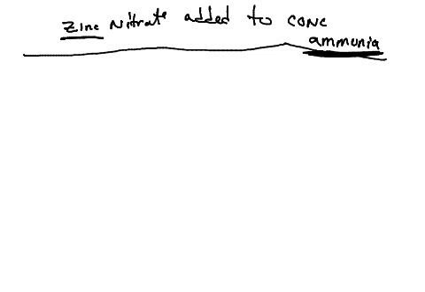Now, what I'm going to do is take this zinc nitrate, and we would say this is in an aqueous solution. And so I'm going to break the zinc into ions. I'm going to dissociate it because it's soluble.